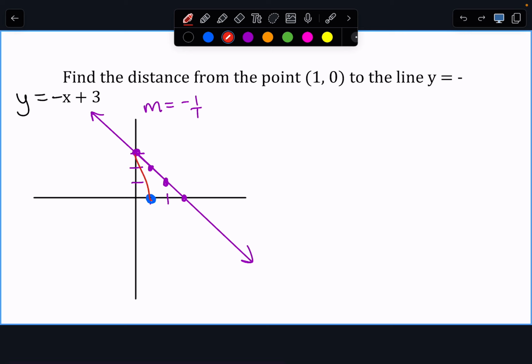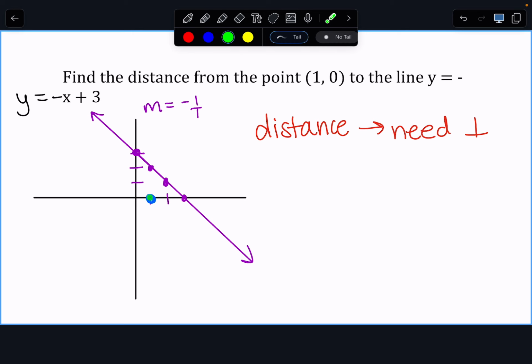So you're saying I should go to here? Should I go here? It's just 2 away? Okay, so distance. We need that perpendicular relationship because that is the quickest. So if I want that perpendicular relationship, I am going to take this point right here, and what slope do I need to count, Micah?